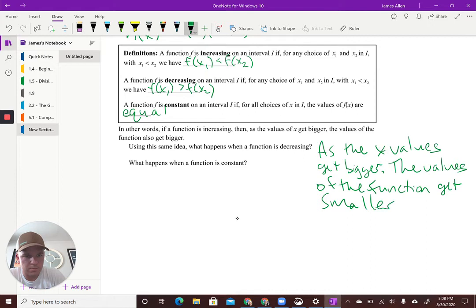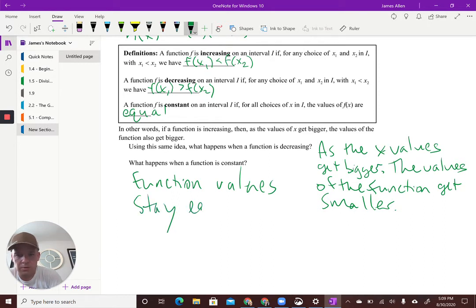Awesome. Alrighty. What happens when a function is constant? Any thoughts? When the function is constant, the function values stay equal. They're fixed values, right? They're not changing at all. All right. Awesome.